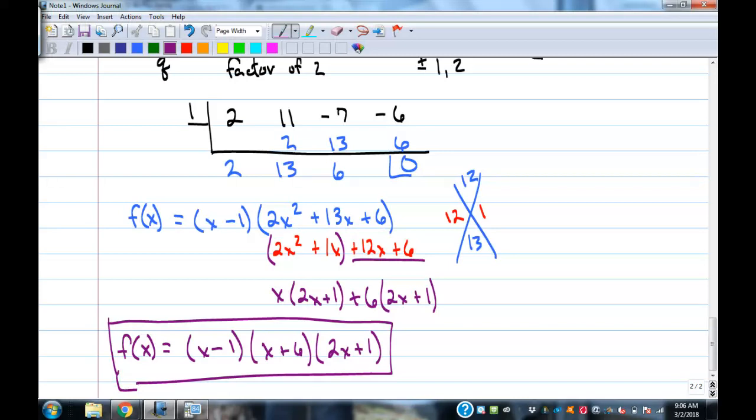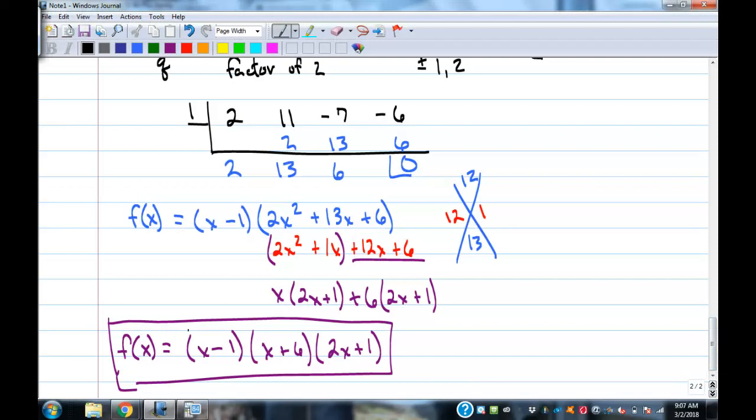Where did you get the 2x? If I pull an x out of here, that leaves 2x and 1 in there. Pull a 6 out of that, that leaves 2x and 1. Just factoring a trinomial there. GCF is all that it takes to do the grouping.